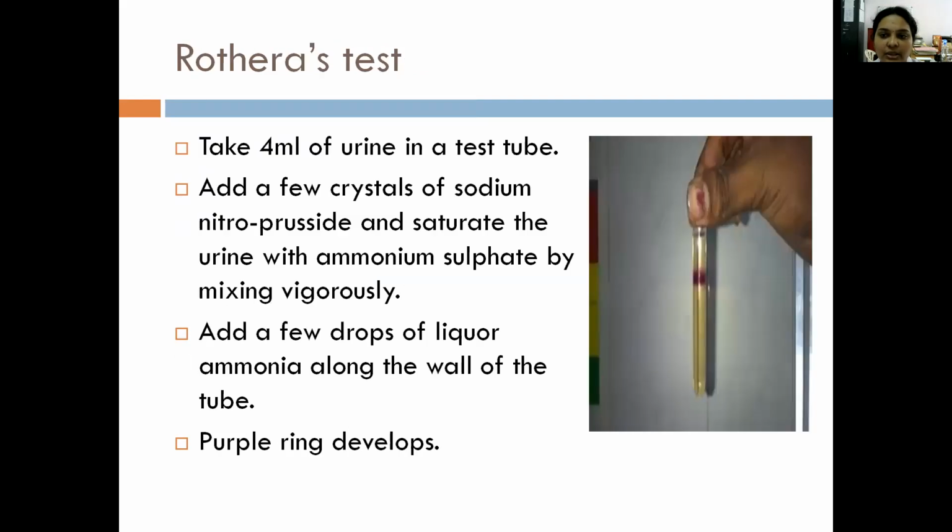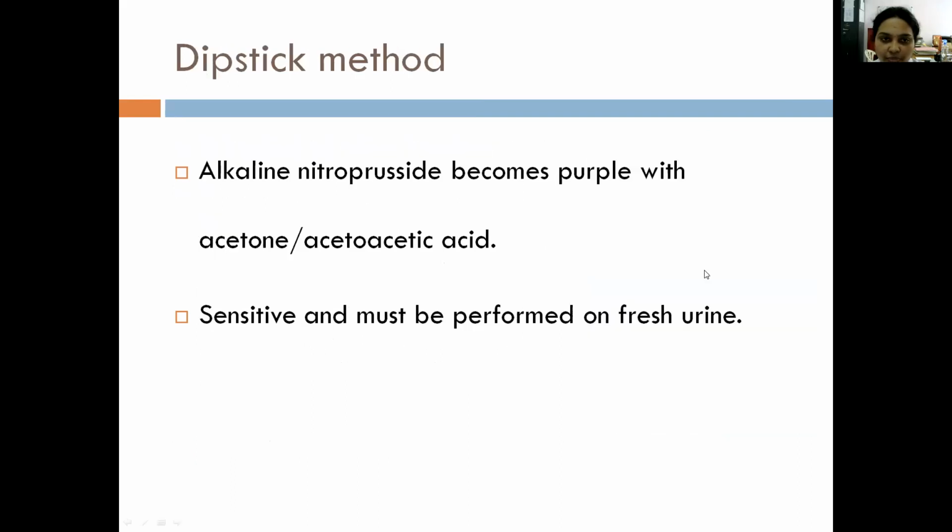However, for Rothera's test you must be thorough, because this is the experiment you have to perform in your lab. You have to take 4 ml of urine in a test tube. Then add a few crystals of sodium nitroprusside and saturate the urine with ammonium sulfate by mixing vigorously. After that, add a few drops of liquid ammonia along the wall of the tube. Thus, a purple ring develops. If there is a purple ring, then ketone bodies are present.